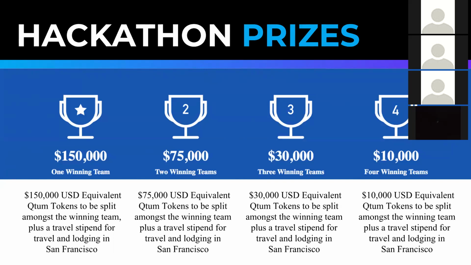For that first place, you're looking at $150,000 worth of Qtum tokens. Second place teams are both looking at $75,000. Third place, all 3 teams at $30,000, and fourth place, all 4 teams at $10,000 USD equivalent of Qtum tokens. Plus, all of these teams will receive travel stipend and lodging in San Francisco.